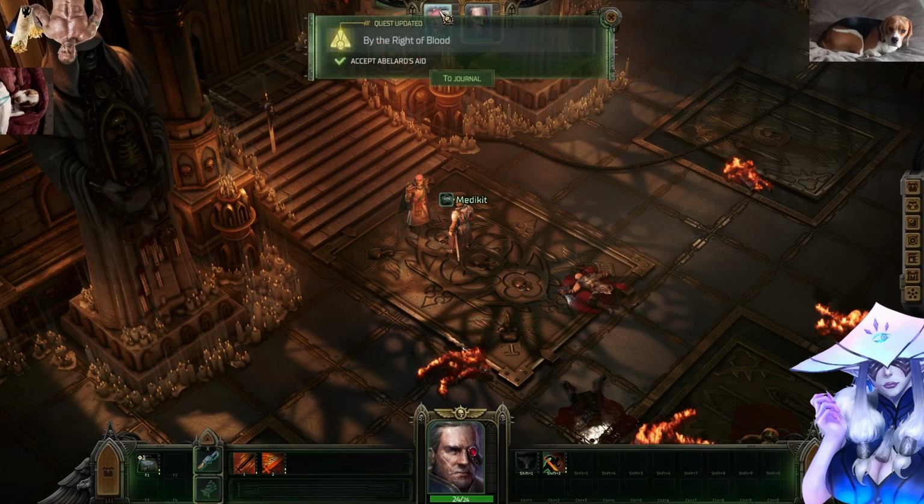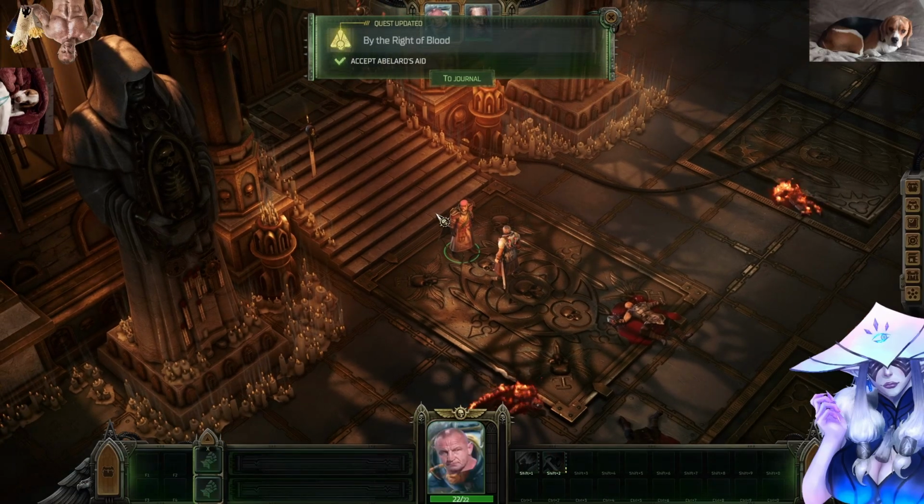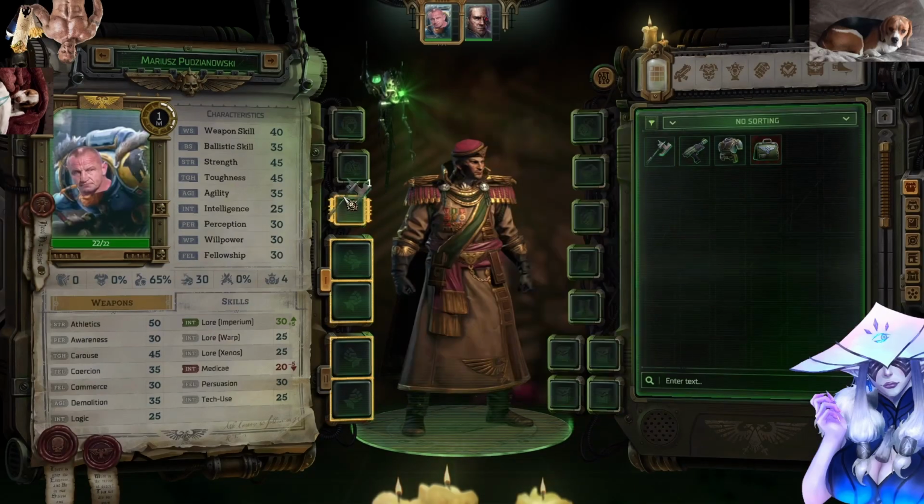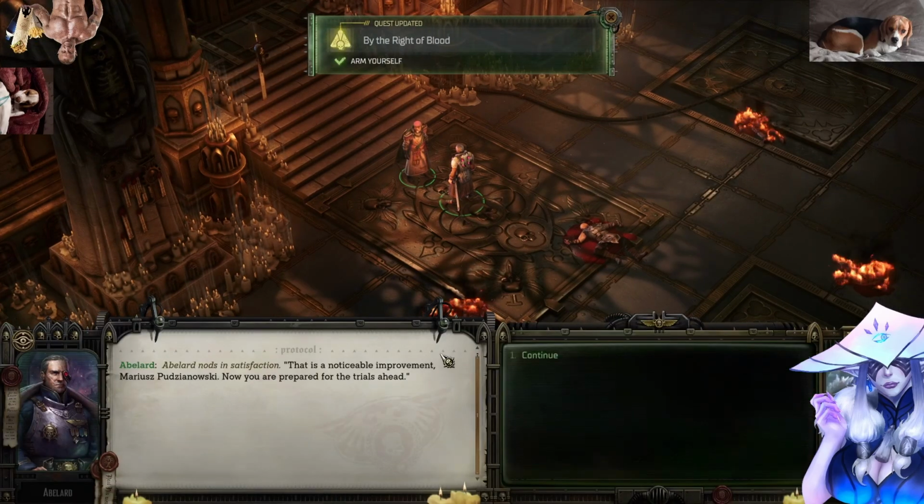Now, where were we? I'm always ready. To equip new weapons and armor. Yeah, cool. Okay. That is a noticeable improvement. Now you're prepared for the trials ahead.